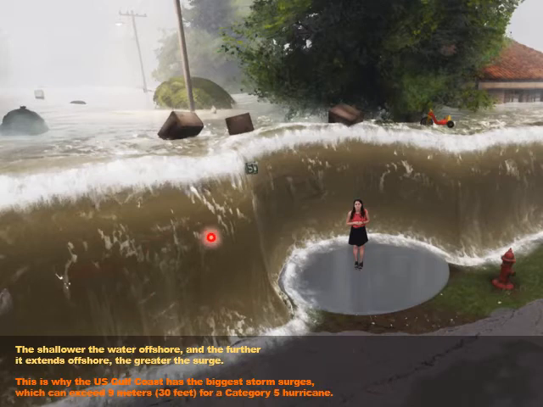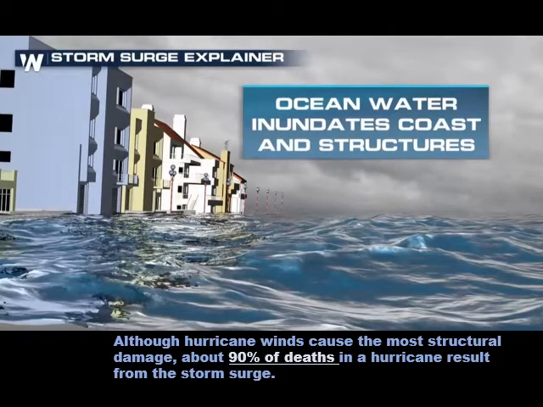And this computer animation here is giving us an illustration of what a 10-foot storm surge would do to a flooded neighborhood. Hurricane winds cause most of the structural damage in hurricanes, but 90% of all deaths in hurricanes are caused by storm surges, and you can see why. The pulse just comes in and floods one-story buildings and the lower stories of other buildings, and people are caught unprepared, unaware.